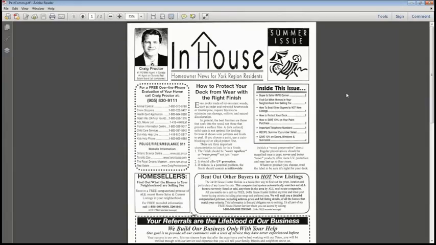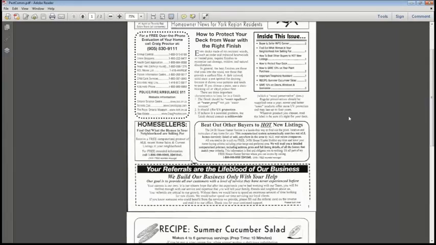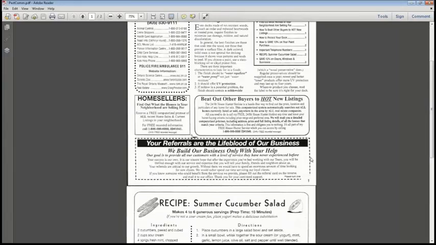Now, I don't know if you can see it right at the bottom of page 1. It says, your referrals are the lifeblood of our business. We help build our business only with your help. Our goal is to provide all of our customers with a level of service they've never experienced before. Your success is our own. It is our sincere hope that after the experience you've had working with our team, you will be thrilled enough with our service and expertise that you'll tell your family, friends, and neighbors about us.